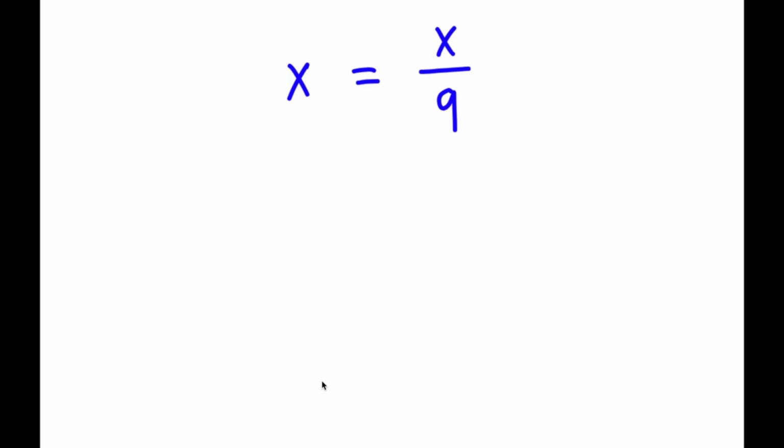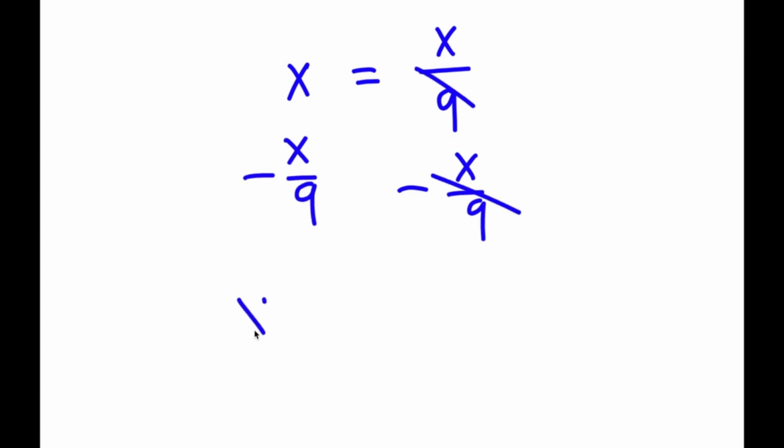Alright, so in this problem, I have x is equal to x over 9. To solve this, I'm going to first start by subtracting x over 9 on both sides. So now these two cancel out, and now I have x minus x over 9 is equal to 0.